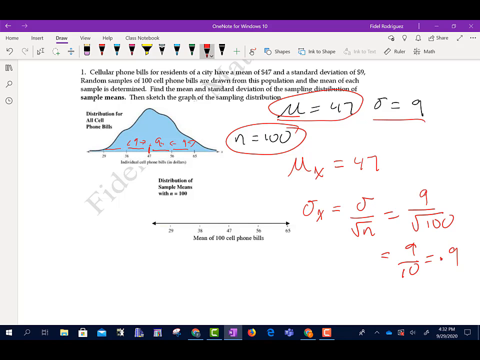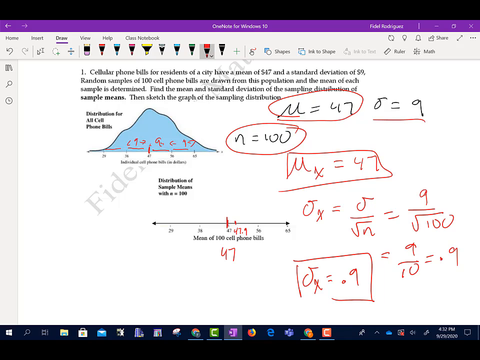What we have now is, look, my mean here is still 47. So that's still going to be my mean. But my sampling standard deviation is only 0.9. So this number right here, guys, 47.9. The one after that would be 48.6, right? And if I were to go one to the left, it would be 46.1.